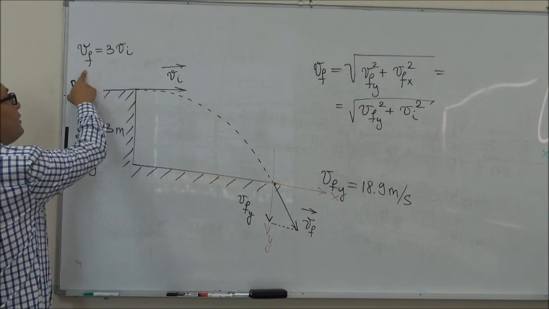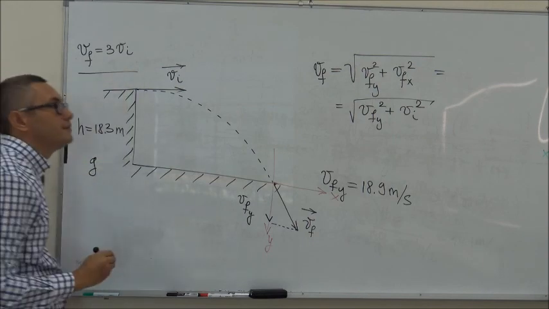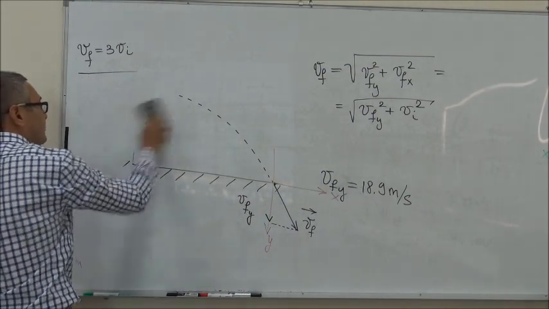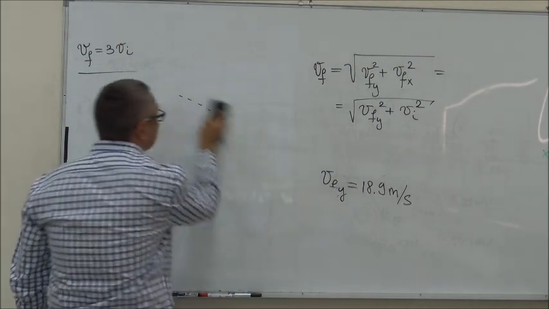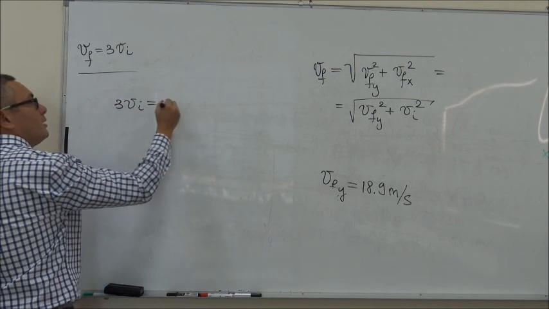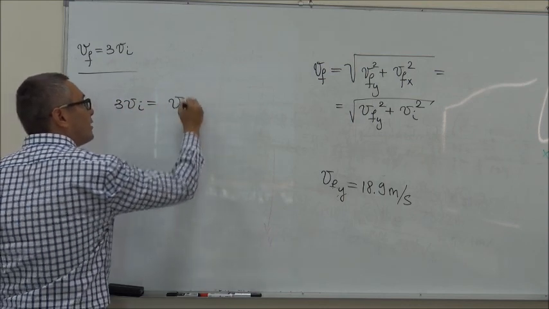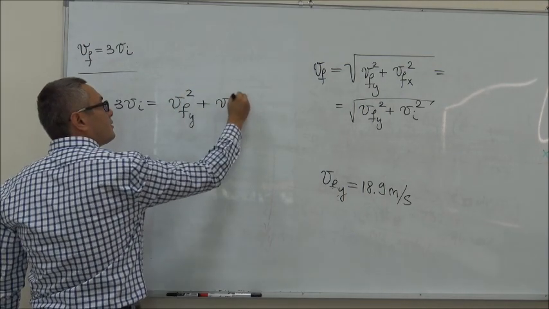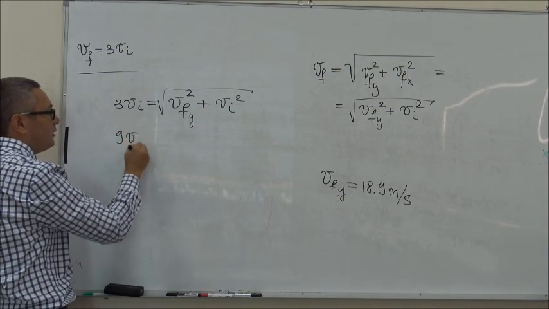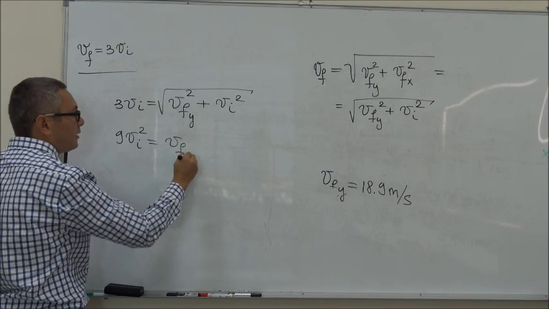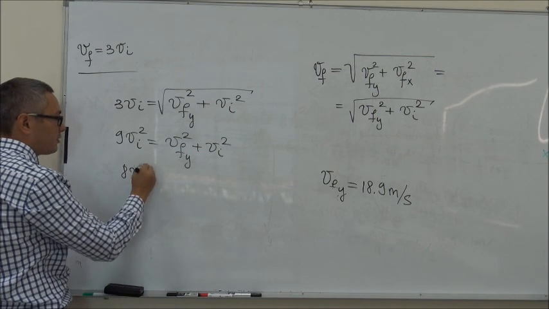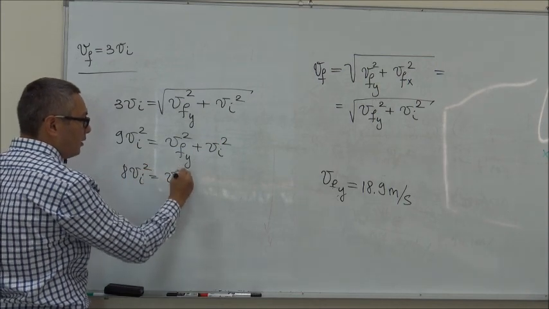On the other hand, we know that V final is equal to 3 V initial. So we can use these two equations. So we have 3 V initial equals the square root of V final y squared plus V initial squared. If I take squares of both sides, I get 9 V initial squared equals V final y squared plus V initial squared, or 8 V initial squared equals V final y squared.